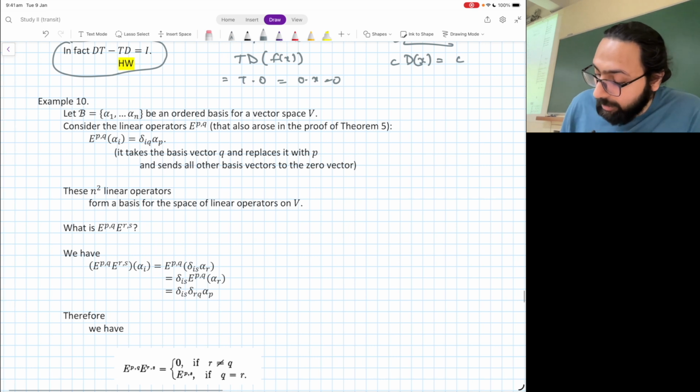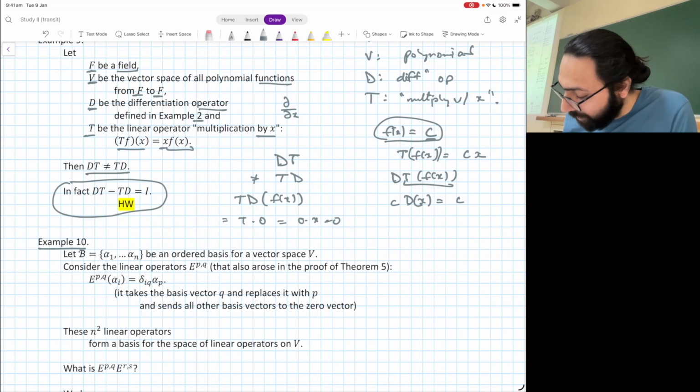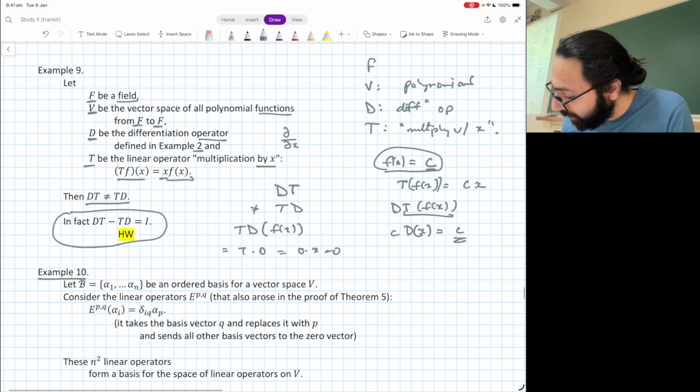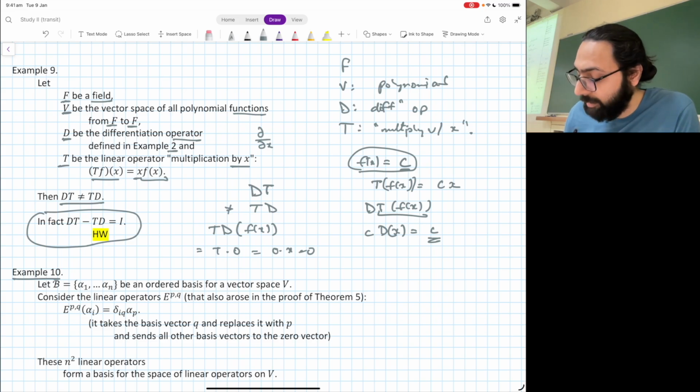All right, so now let's look at example 10. Actually, no, did I get it wrong? It looks like I got it wrong, right? Because this should have been 1. What did I do wrong here? It should be identity, right? It shouldn't be multiplication with the constant. Or just, oh, it's just sending c to c.